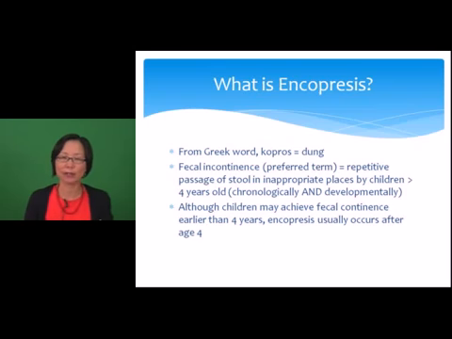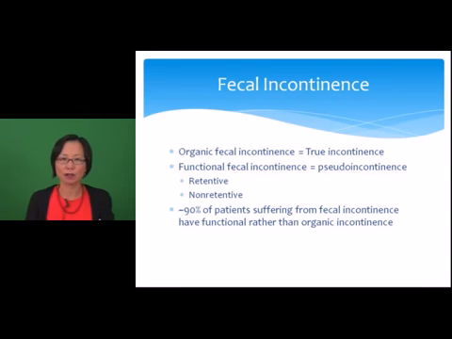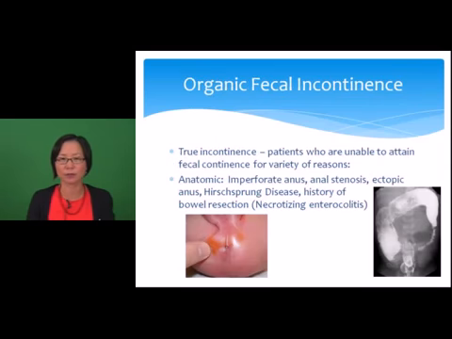The amount of stool passed can vary. It does not have to be a large amount to be considered encopresis. So fecal incontinence, there's true incontinence, which is known as organic fecal incontinence, and pseudo-incontinence, which is functional. And functional fecal incontinence can be divided further into retentive and non-retentive. More than 90% of patients that have fecal incontinence have functional rather than organic incontinence.